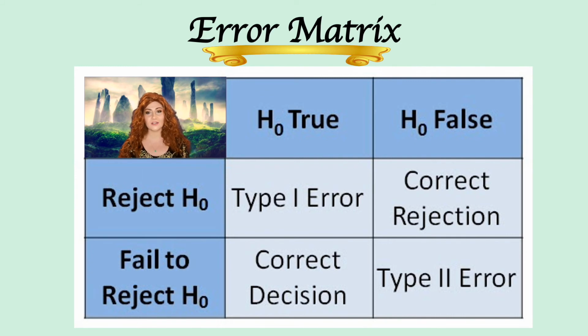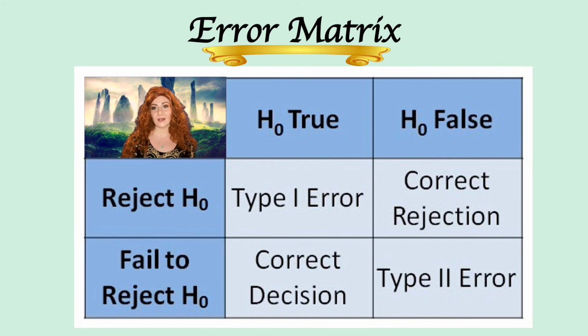Similarly, if I failed to reject the null, which means I didn't reject it, and the null was true, that's an example of a correct decision. I shouldn't have rejected something that was true, so good job me. But if I fail to reject the null, when in fact I should have because the null was false, then that is a type 2 error.